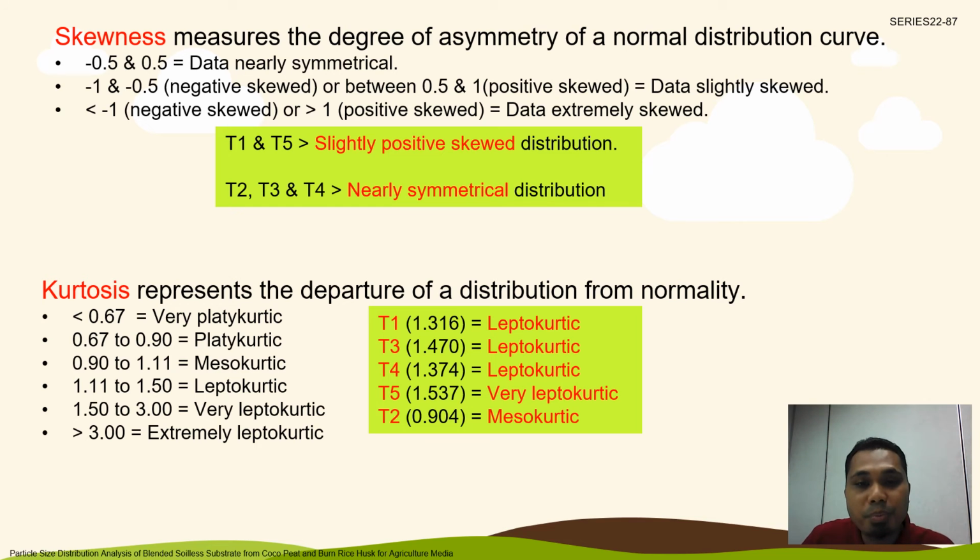Skewness is used to measure the degree of asymmetry of a normal distribution curve, while kurtosis is used to represent the departure of a distribution from normality. We found that T1 and T5 behave as slightly positive skew distributions, while T2, T3, and T4 are nearly symmetrical distributions. We also classified T1, T3, and T4 as leptokurtic, T5 very leptokurtic, and T2 mesokurtic.